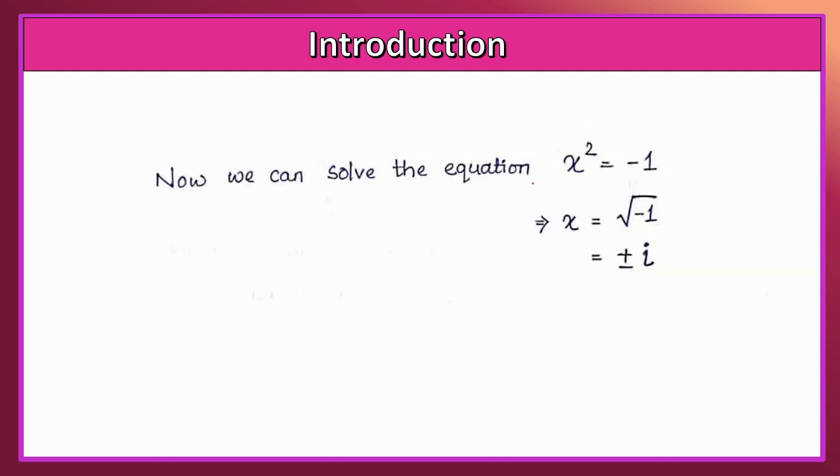Now we can solve the equation. The equation was x squared plus 1 equals 0. If you take 1 to this side, this will be the next step. Then what will be x? x equals root of minus 1. So you can write x equals either plus i or minus i, where i equals root of minus 1.